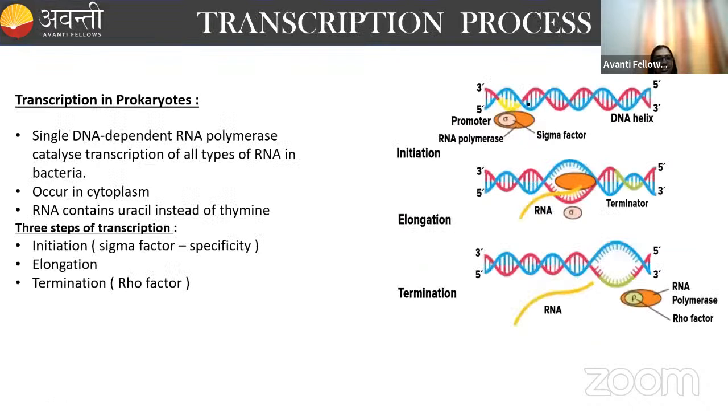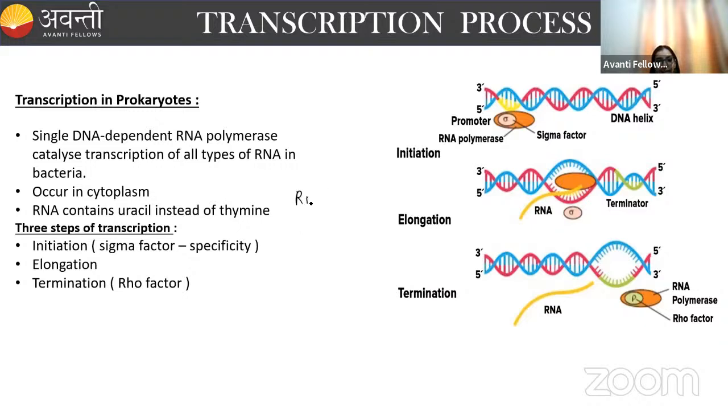Next, let's discuss transcription. Transcription in prokaryotes and eukaryotes differs. In prokaryotes, we know that they do not have a well-defined nucleus because they lack a nuclear membrane, right? So transcription in prokaryotes occurs in the cytoplasm. Remember this, transcription in prokaryotes occurs in the cytoplasm.